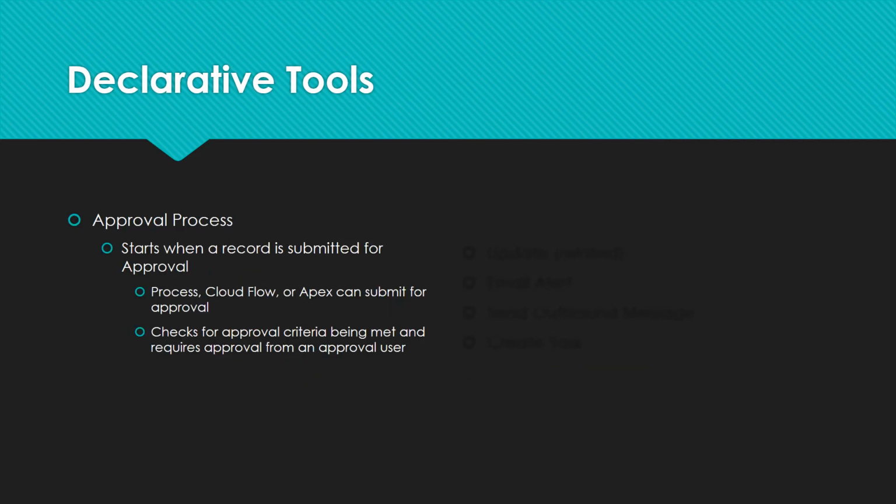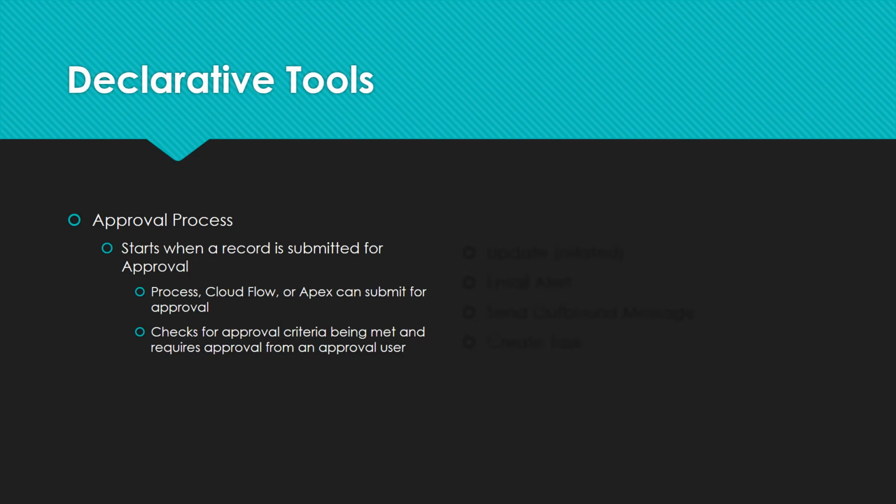The final declarative tool is the approval process, and this starts when a record is submitted for approval. It could also be started by a process, by Cloud Flow, or Apex. These can all submit a record for approval. So what it basically does is it checks for an approval criteria being met, and then it requires an approval.